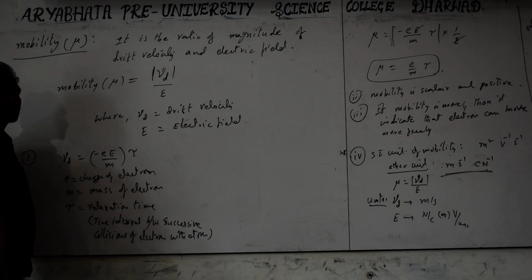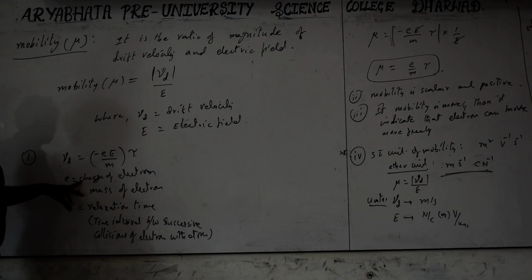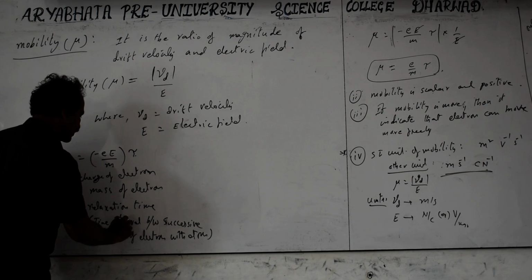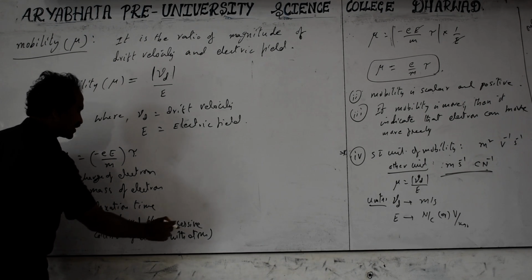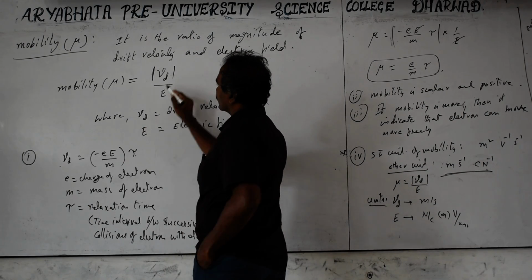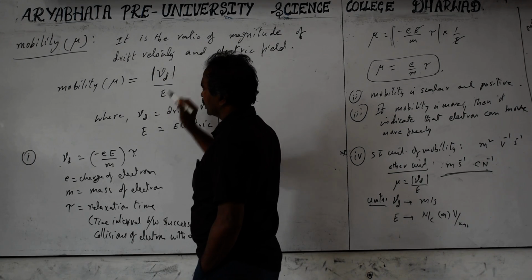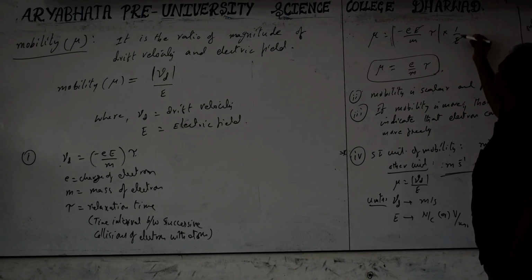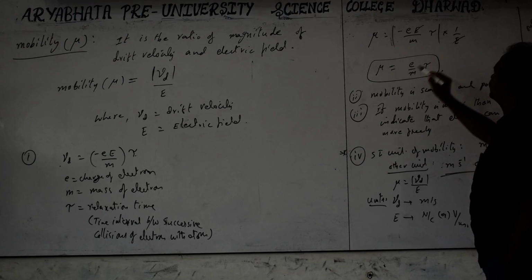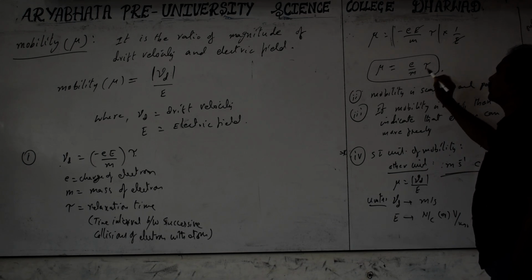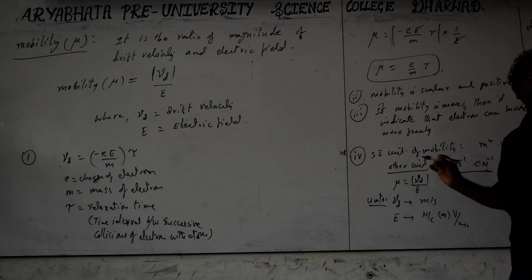Relaxation time is the time interval between two successive collisions of an electron with the atoms. Now if you substitute for Vd in mu, E cancels. The resultant is mu equal to e by m into tau. e by m is charge by mass, that is the specific charge of the electron. Specific means per unit mass. Specific charge of the electron, e by m, is constant.